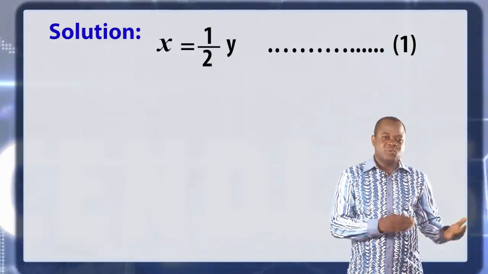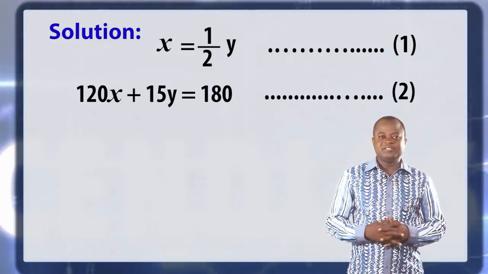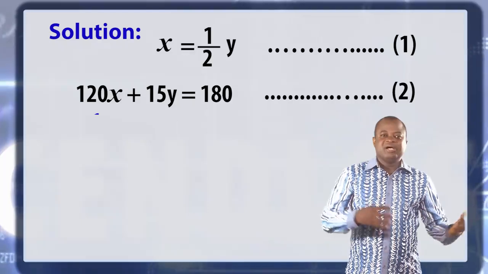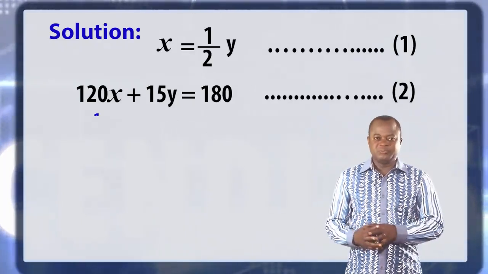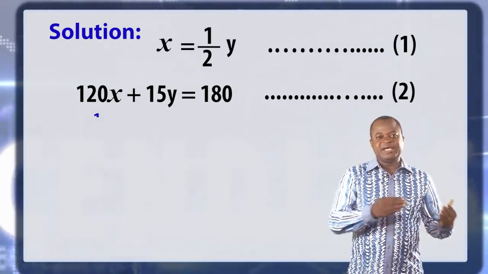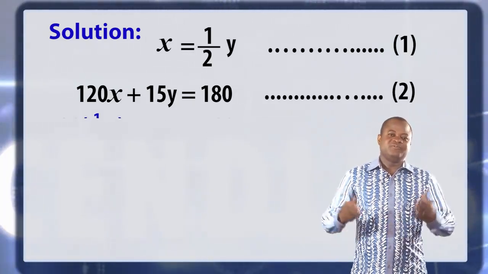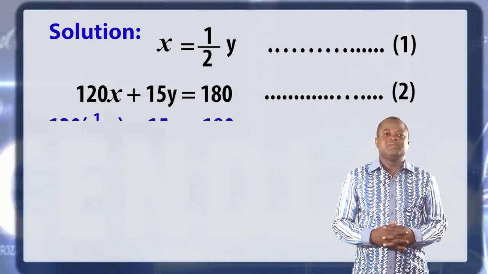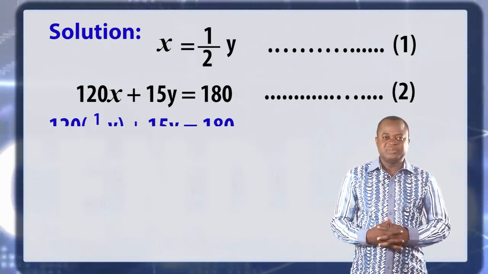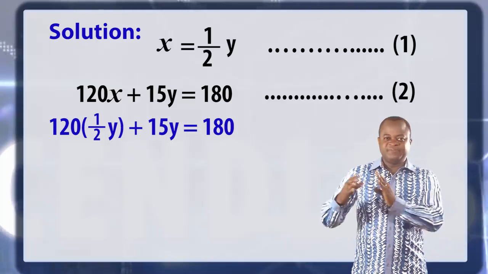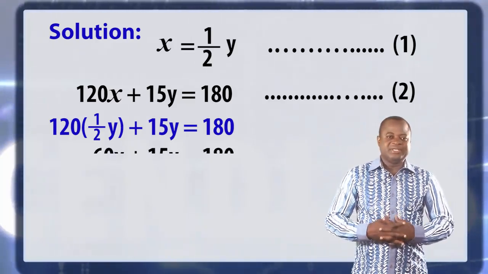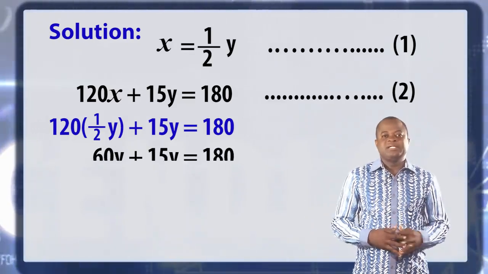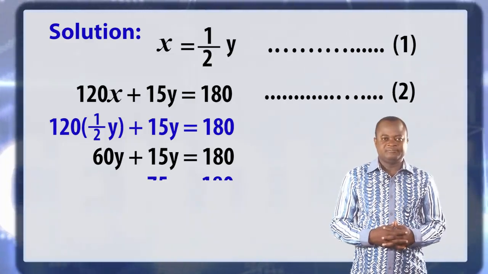Also, we have 120x plus 15y is equal to 180. We have to substitute equation 1 into equation 2 because from the first equation we have x is equal to half y. So from equation 2, where we find x, we will put half y there. And so we have 120 times half y plus 15y should be equal to 180. So 120 times half y is equal to 60y, then plus 15y is equal to 180.